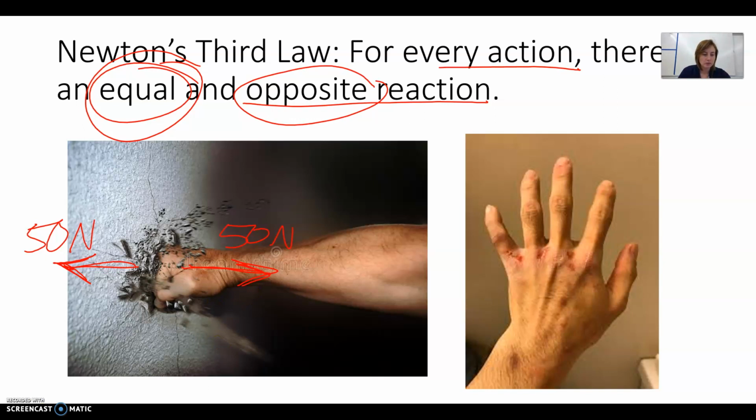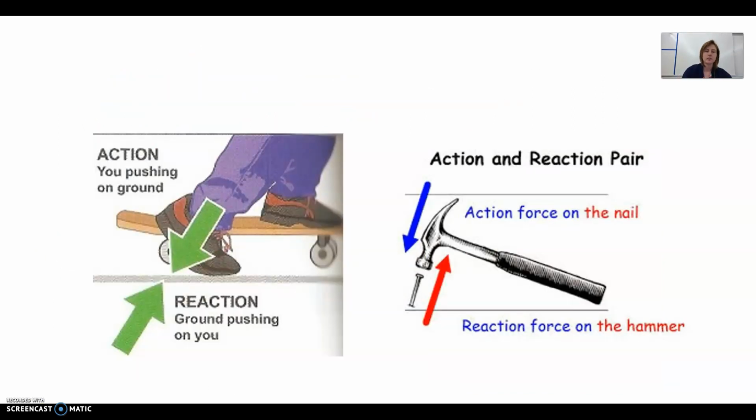So let's look at some more examples to really get this down. If you're skateboarding, for example, I just bought a skateboard this summer. I tried to learn how to skateboard. I was like slowly inching my way around the neighborhood.